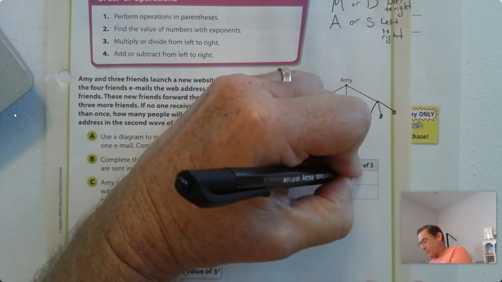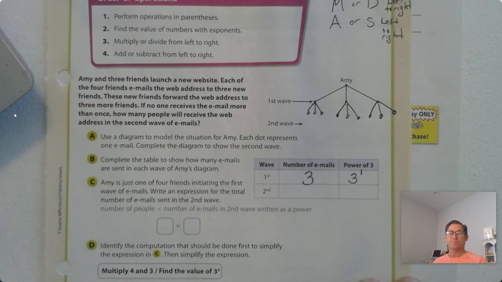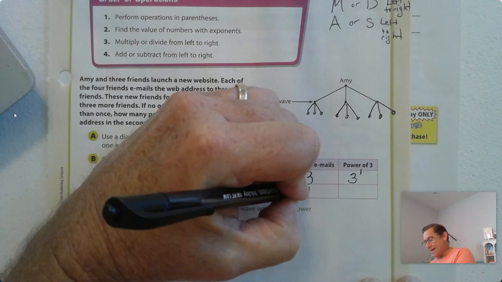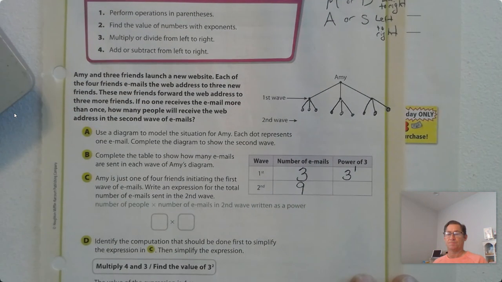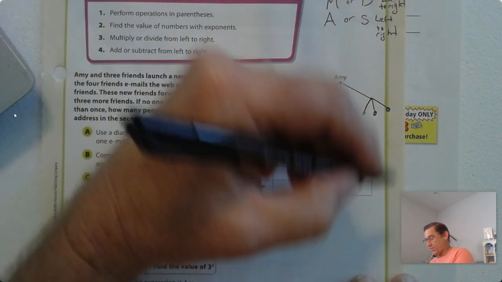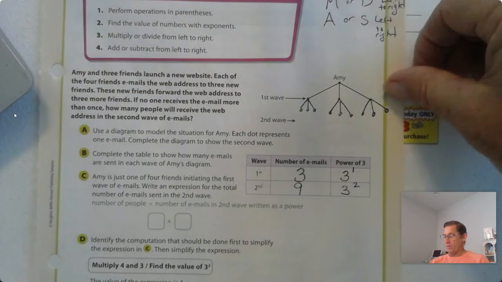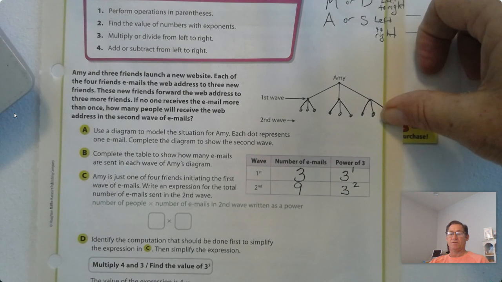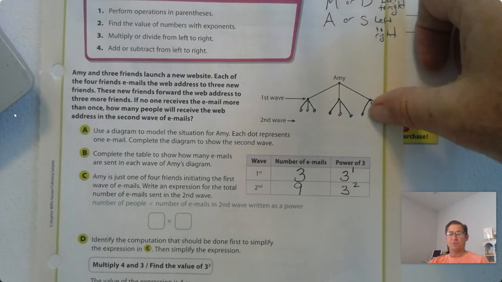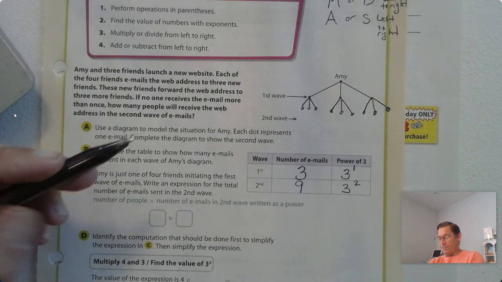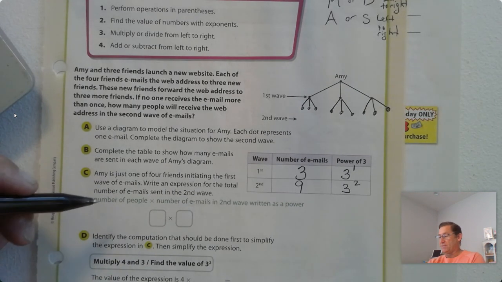So that would be simply 3 to the first power. In the second wave, there were 9 emails. And that was 3 to the second power: 3 people times 3 emails. 9. So Amy is just one of 4 friends initiating the first wave of emails.